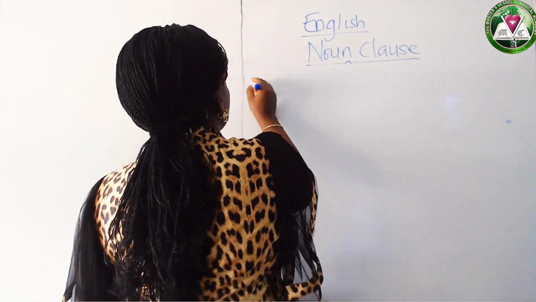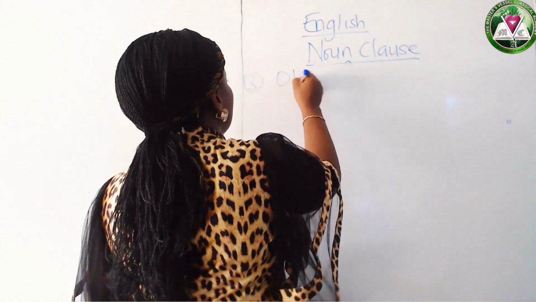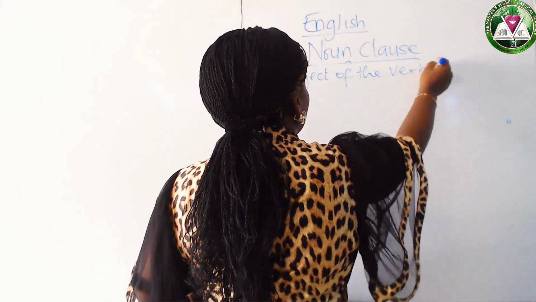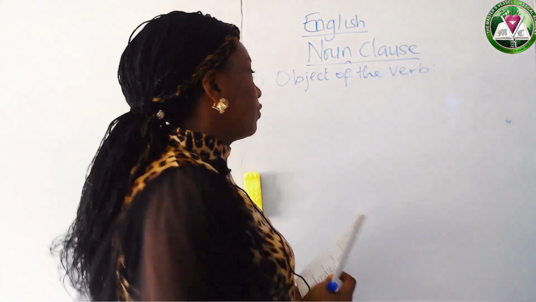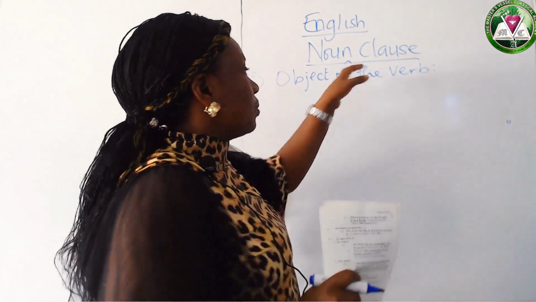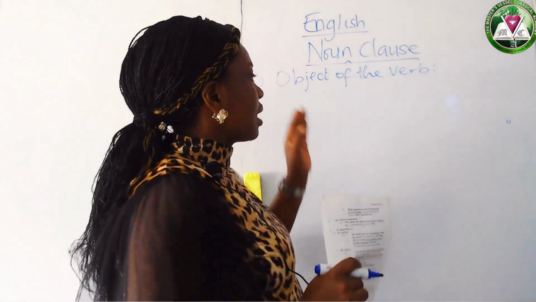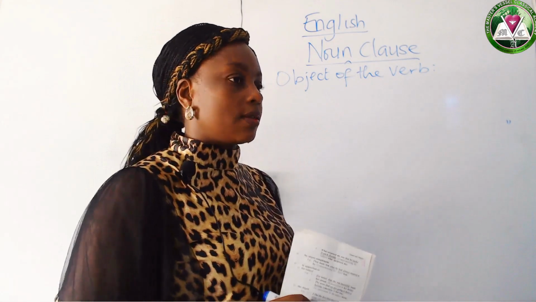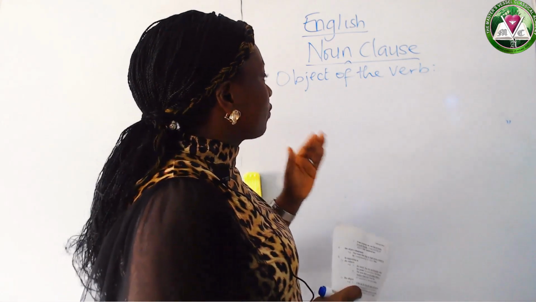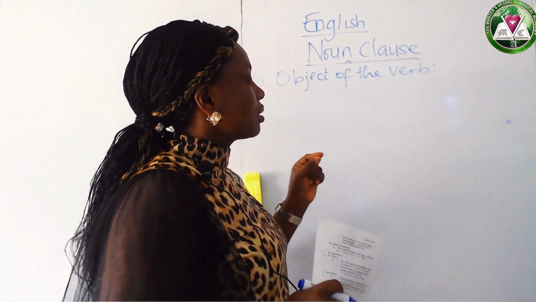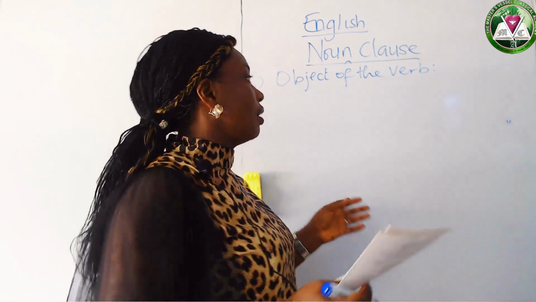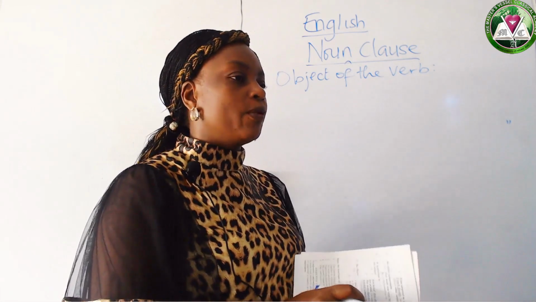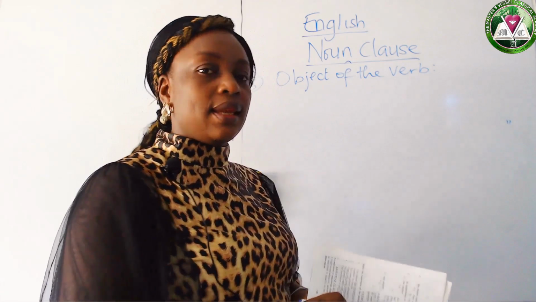Number 3, which is object of the verb. Okay. Now in object of the verb, it is as simple as that. The noun clause comes after the verb, and it occupies the position of the object of the sentence. It comes after the verb, and it also functions as the object of the sentence. In other words, it is the sufferer of the action performed by the verb. So we have an example: I believe that my children will make it in life.